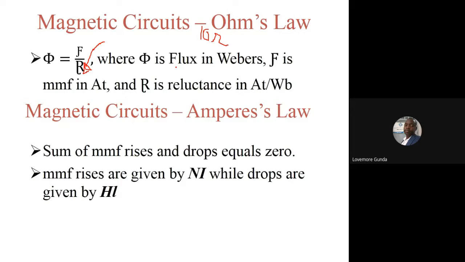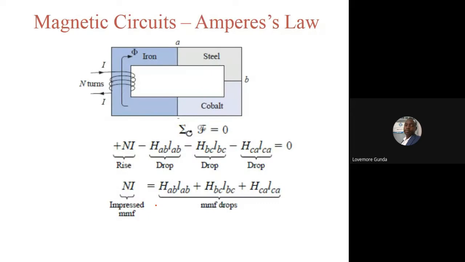Otherwise, all the methods that we use in circuit analysis are still applicable in our analysis, right? So we can still do the series and parallel circuits and the like, but after calculating reluctance. So you realize that that is where the difference comes in.